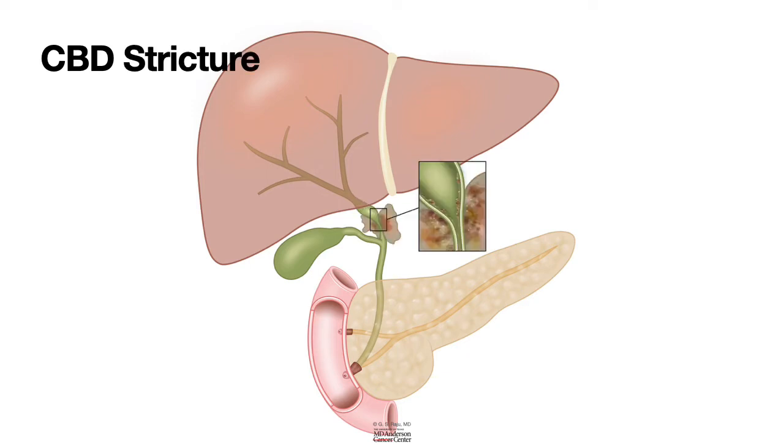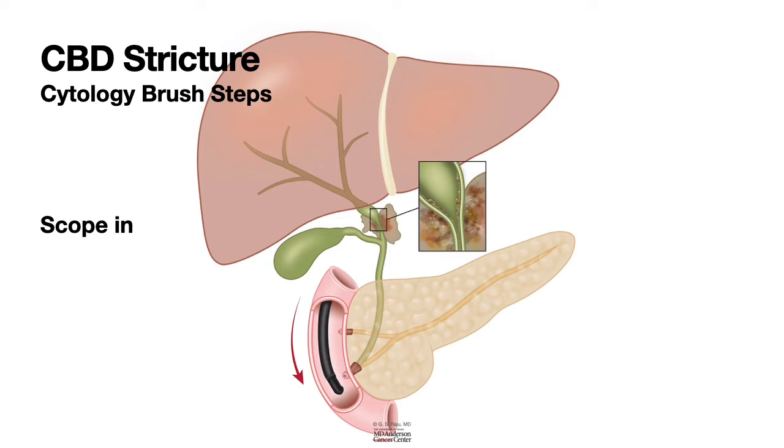So now let us look at how do we go about using the cytology brush in a patient with CBD stricture, and what are the steps. First step is we need to pass the scope in, and we need to cannulate, document the stricture, and pass a guide wire above the stricture, and over the guide wire pass the brush catheter in to just above the stricture, and then we request the assistant to get the brush out.